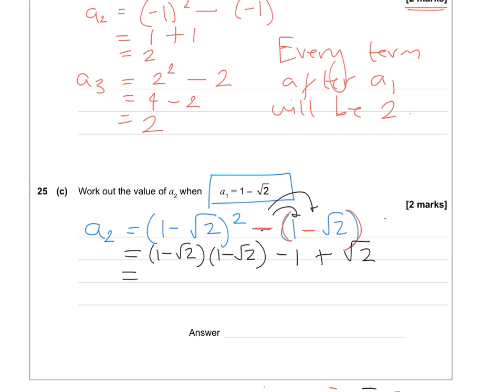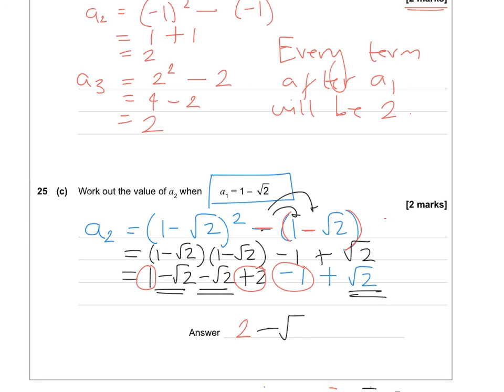Expanding the set of double brackets, we get 1 minus root 2 minus root 2 plus 2, then we have this minus 1 and this plus root 2. Now, collecting our like terms, we've got a 1 plus a 2, which is a 3, take away a 1, which gives us a value of 2 overall. We've then got negative root 2 minus root 2 plus a root 2, which gives us a minus root 2, so 2 minus root 2.